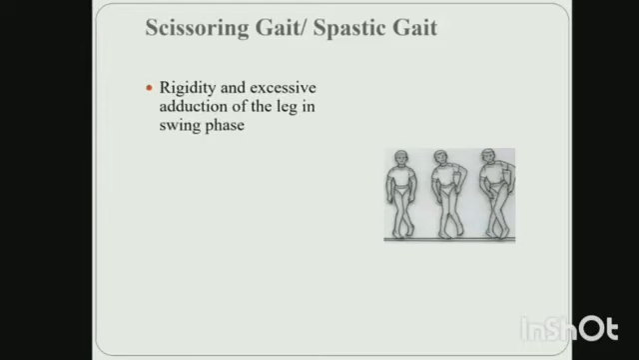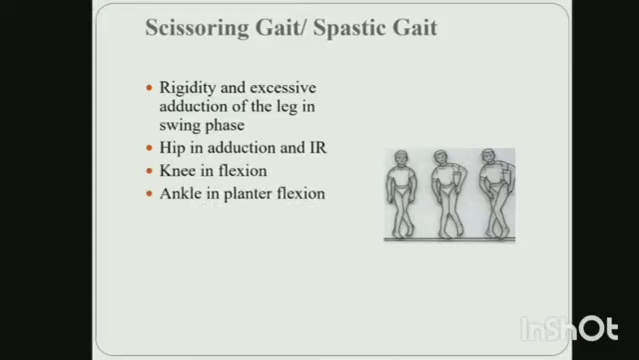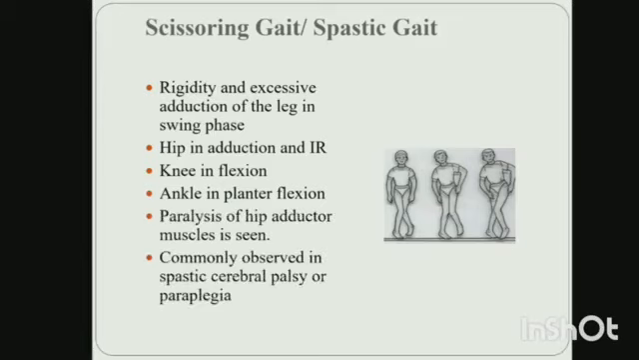Now coming to the scissoring gait or spastic gait. The gait looks like a scissor. You can observe in the picture as well. There is rigidity and excessive adduction of the leg in the swing phase. While walking, the hip is adducted and internally rotated. The knee will be in flexed position, and the ankle is always in plantar flexion while walking. It is seen due to paralysis of the hip adductor muscles. Commonly observed in spastic paralysis or paraplegia.